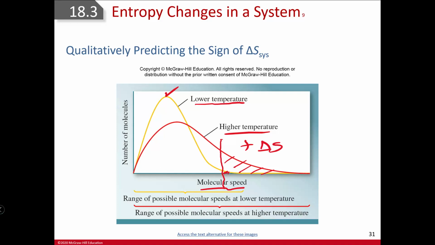So this red one shows a more positive entropy change than the yellow one. Higher temperature, greater distribution of speeds for molecules, but more molecules are going to have a higher speed at a higher temperature, or greater speed at a higher temperature than lower temperature.